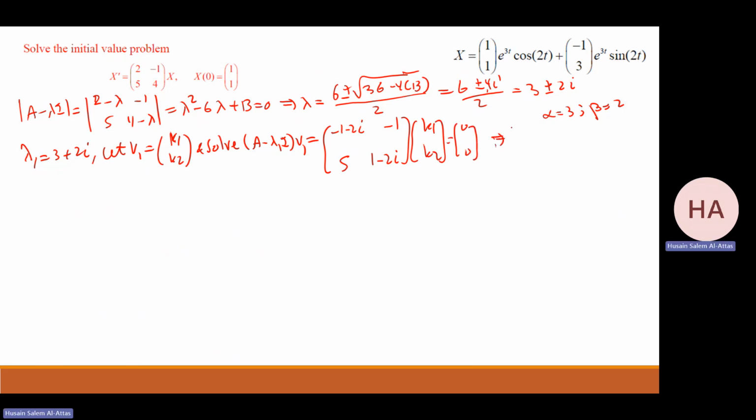So we have these two equations: minus 1 minus 2i k1 minus k2 equals 0, and 5 k1 plus 1 minus 2i k2 is equal to 0. These two should be the same. Believe me, they are the same. Multiply by, let me say by what?